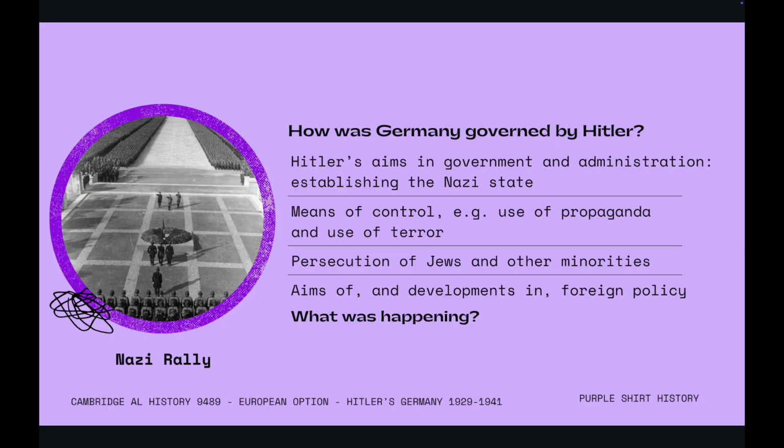How was Germany governed by Hitler? Hitler's aims in government and administration, establishing the Nazi state. Basically, there were two positions for the same job. One was held by a government official and the other one by a Nazi party member. So a kind of dualism.